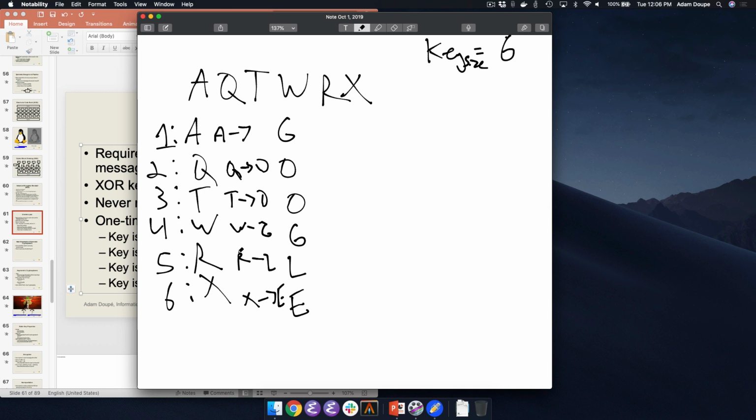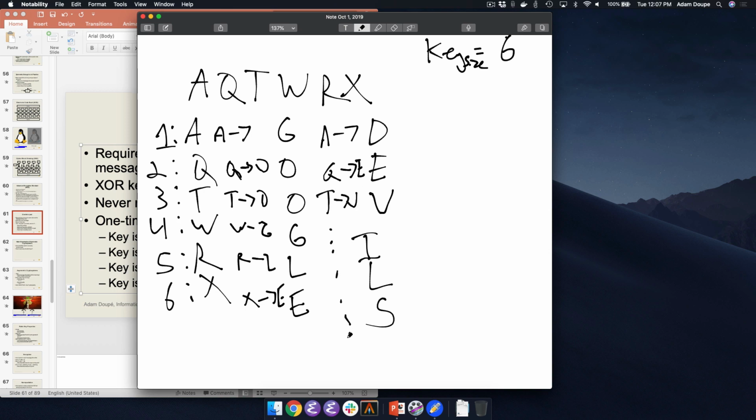So what's another 6-letter word? Devils. Devils, that's nice. Okay, writing it vertically is very weird. So then, is there a key that exists that decrypts this to devils? Yeah. There's a cipher that says, shift the first alphabet from A to D, shift the second alphabet from Q to E, the third alphabet from T to V, and so on for all of these.